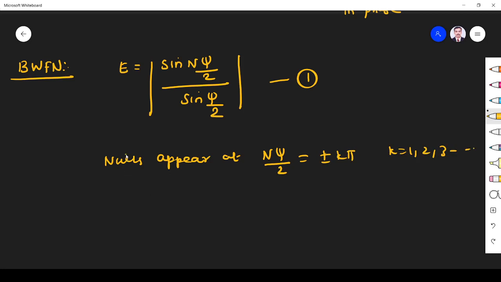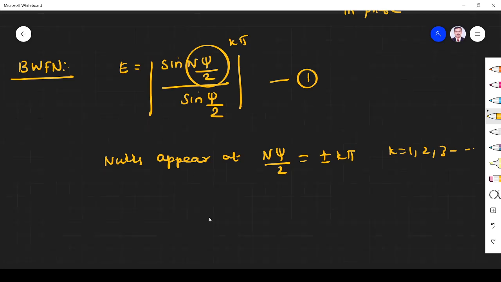What do you mean by null? Null means the radiation is 0, so E must be 0. E will be 0 when n psi by 2 is equal to k pi, because sine pi, sine 2 pi, sine 3 pi is 0, where k is equal to 1, 2, 3. Whenever this numerator is 0, E will be 0, that is, radiation will be 0. If you substitute k equal to 1, sine pi is 0; k equal to 2, sine 2 pi is 0. So when n psi by 2 is equal to plus or minus k pi, we will get a null.